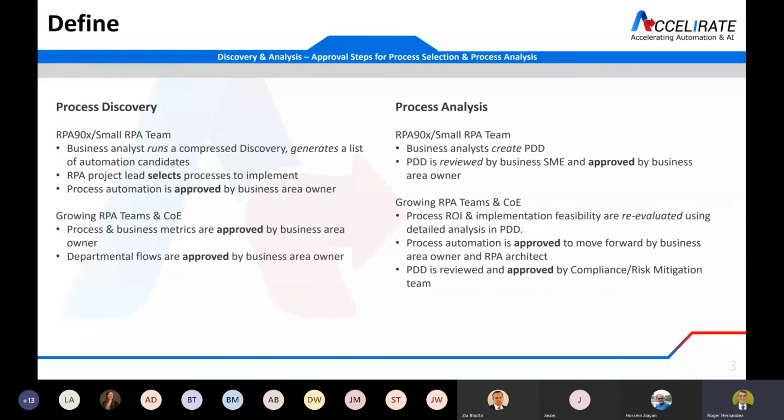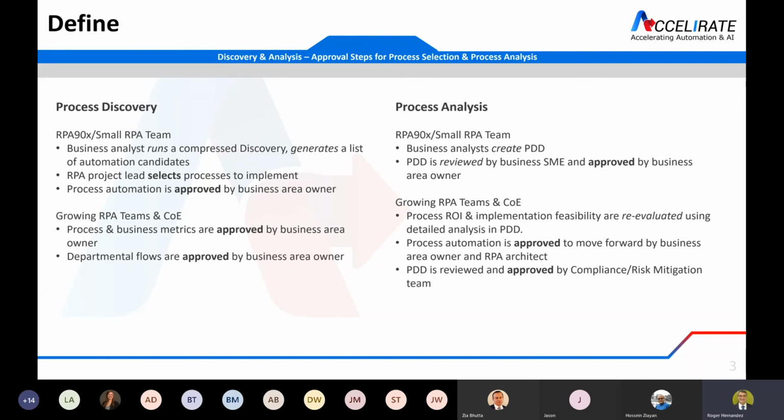On the process analysis side, this is once you've selected your candidates, you start creating your PDDs. The PDD, the process definition document, needs to be reviewed and approved before it can go into implementation. And that's regardless of whether you're a small or a full-size team.